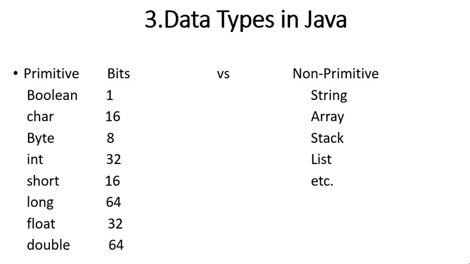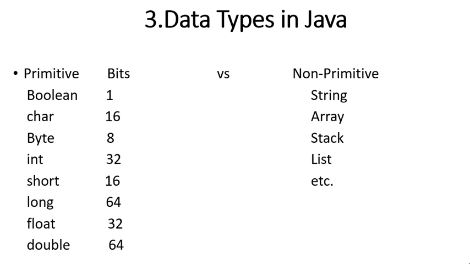EPK Career Point. So today we'll discuss the major data types in Java language. The major types are two types: one is primitive data types and the other is non-primitive data types. Under primitive data types, the major categories are eight data types.